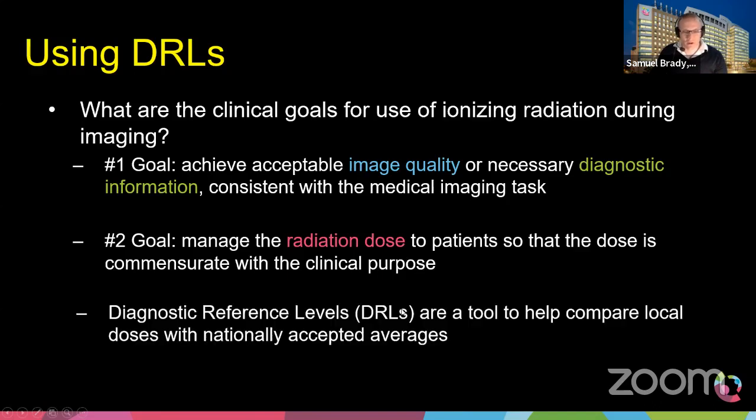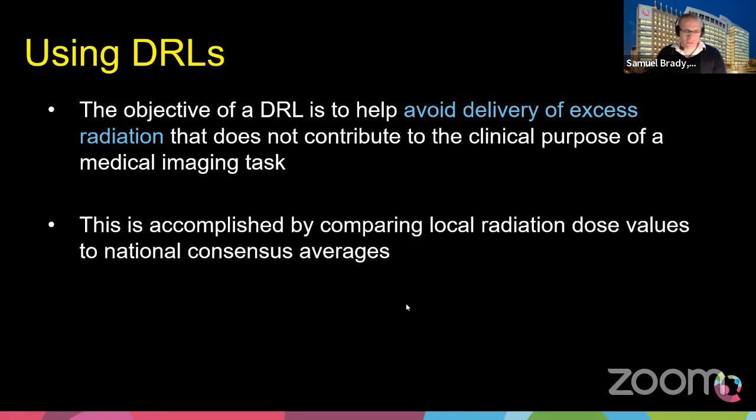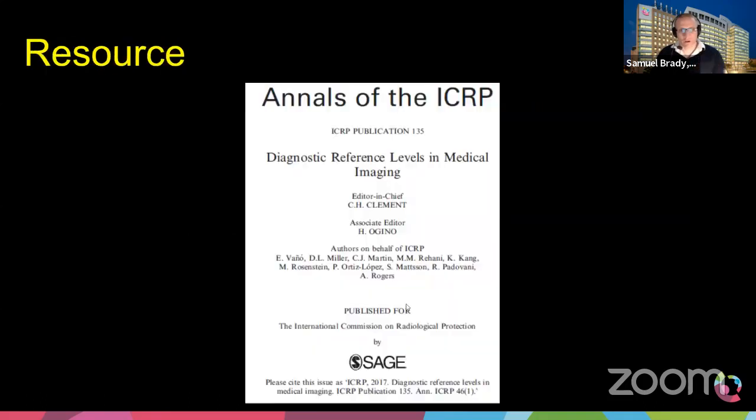DRLs are a very good tool in helping us understand how the radiation dose levels at our hospital compare to a national standard. The objective of a DRL is to help us avoid delivering excess radiation that does not provide any additional clinical purpose. And we do this, of course, by comparing what we do at our local hospital to a national standard.